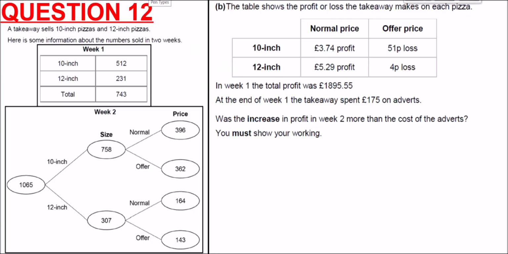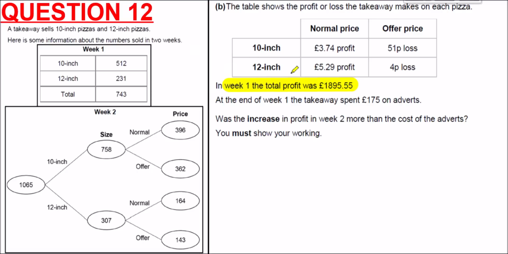So we're told, first of all, after the table, that in week 1 the profit was £1,895.55. At the end of week 1, they spend £175 on advertising, presumably to win more business. So what we need to do is to find the profit in week 2, and then the increase in profit from week 2, and compare that against the cost of the adverts.